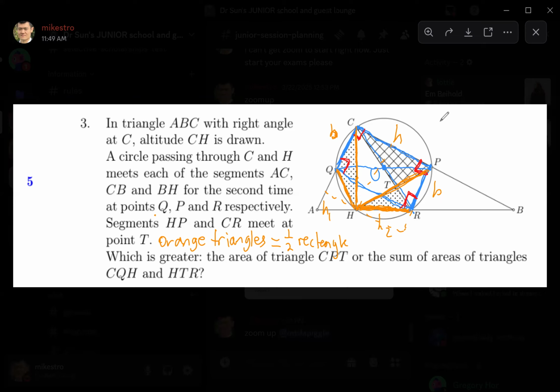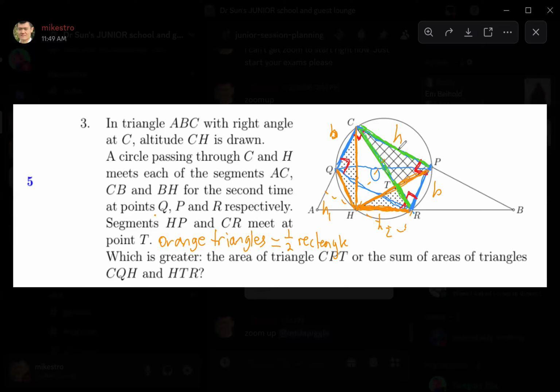So originally we have this triangle here. But how can we modify this triangle to something more convenient? Extend CT. Yeah, we can extend this, for the same reason we extended the orange one. So now we have a bigger triangle.